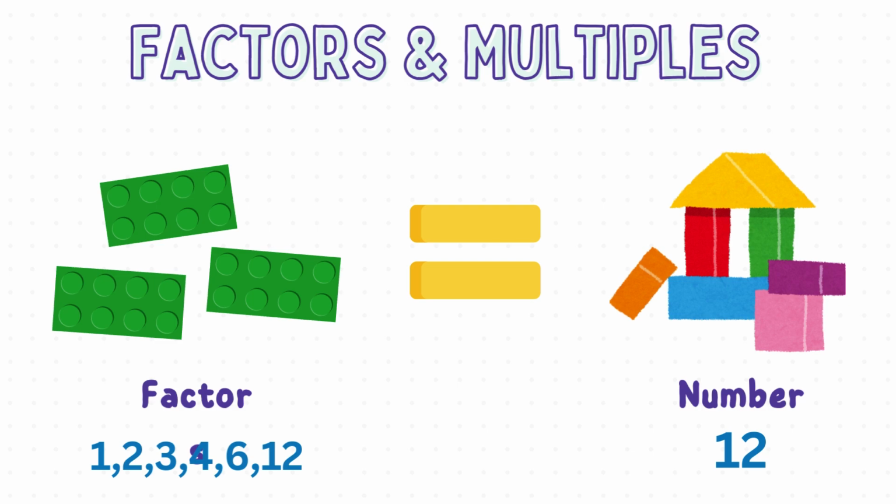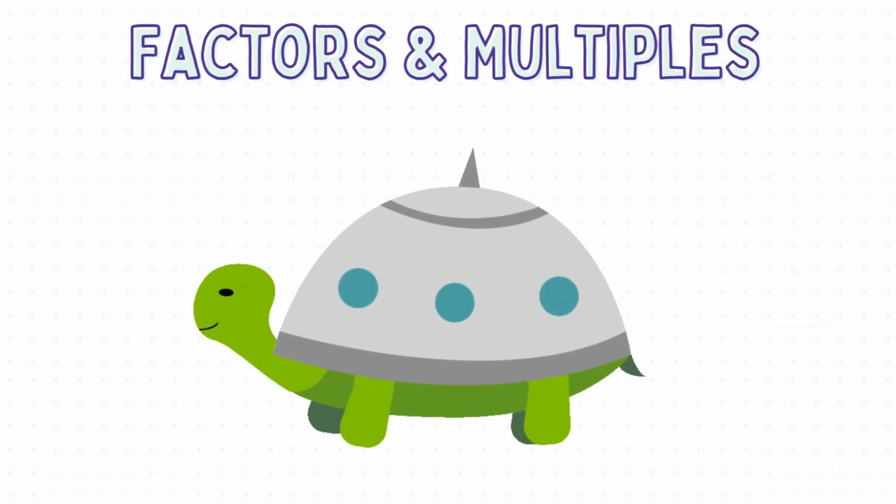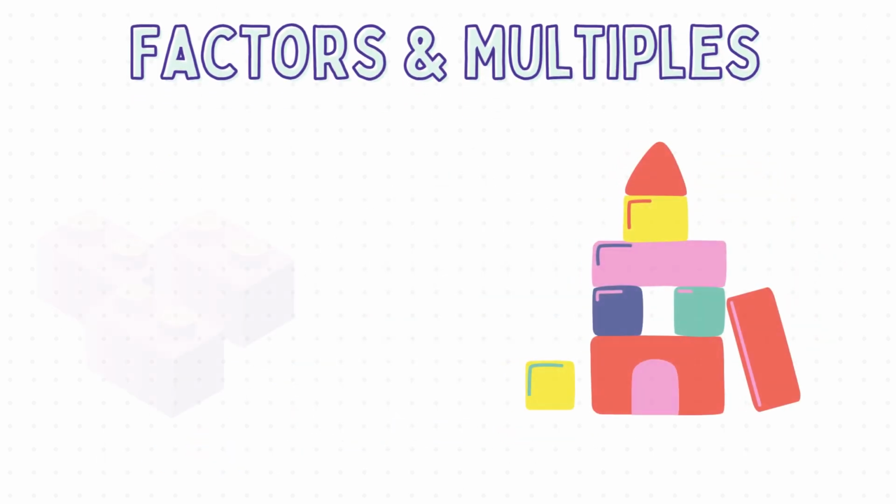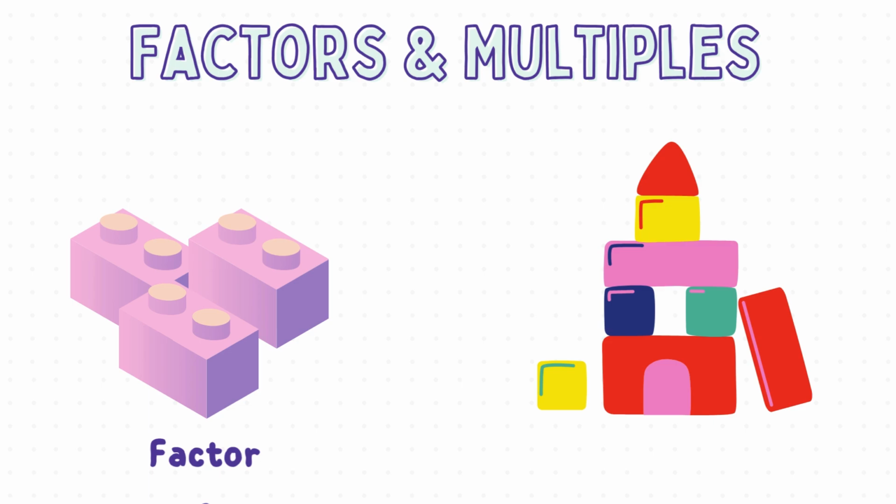Now that we've seen how factors are like Lego blocks, it's time to look at the buildings we can make with them. Let's go slow here. This part is really interesting. If factors are like Lego pieces, then multiples are like the many different buildings we can build using those pieces.